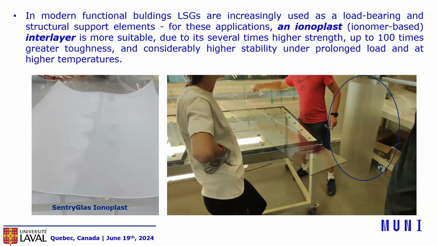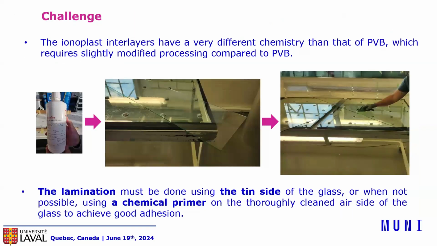And the main advantage is that laminated glass prepared with this centric glass has several times higher strength, up to 100 times compared to PVB. But the disadvantage is that the air side of float glass must be covered, or for laminating some primer must be used to use this centric glass. On the thin side it is quite okay, but the air side is a problem.